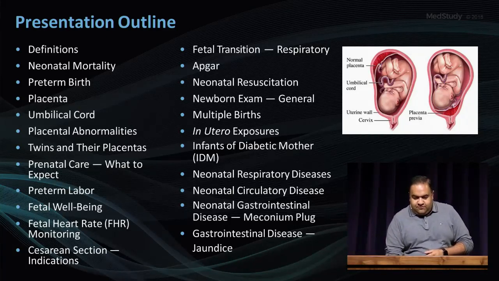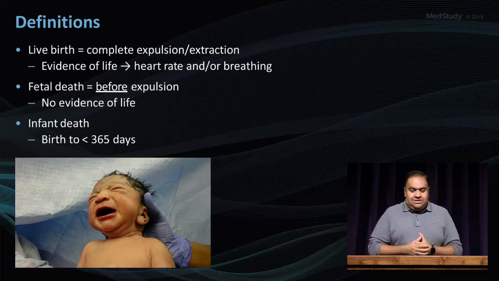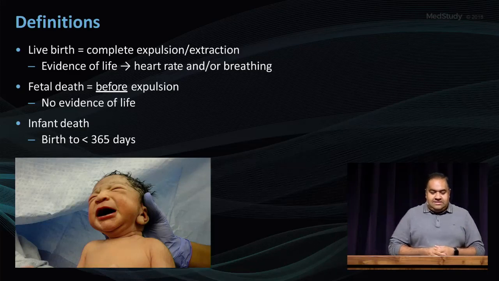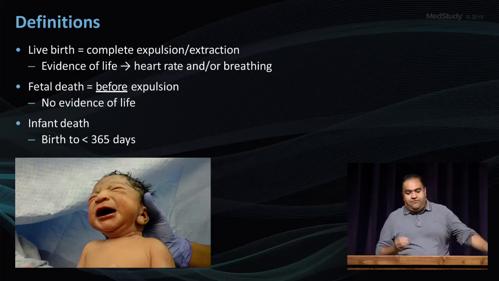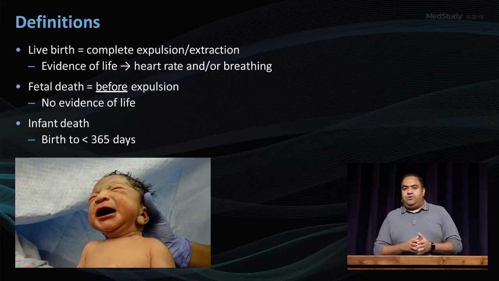So let's start with definitions. Live birth is a complete expulsion or extraction where you have to have evidence of life, so a heart beating and a respiratory pattern that exists. Fetal death is before the expulsion, so there's no evidence of life. It has happened in utero. Infant death then occurs right at the time of birth, all the way to the first year of life.